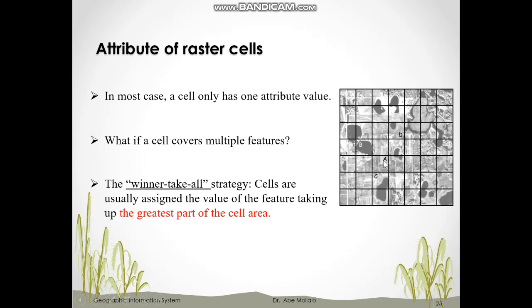For example, for A, if it's water and farmland, it definitely has to be farmland, because farmland takes up the largest share, and so we have to apply the winner take all strategy for all of the cells in this raster.